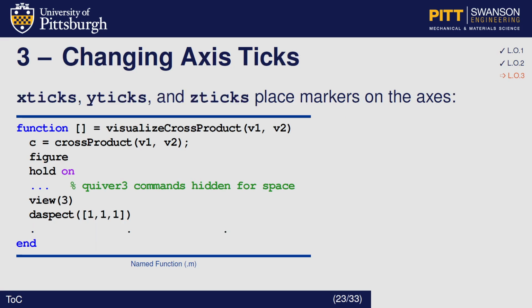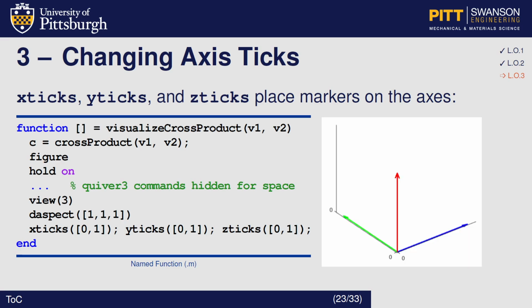Now the commands xticks, yticks, and zticks allow you to specify markers on each of the axes. For this demo, I only want there to be markers at 0 and 1 on each axis, so the xticks, yticks, and zticks commands reflect that. The vectors that you put into these commands can be of any length. I am just using 0 and 1. Now with these markers added, the output now looks like this.